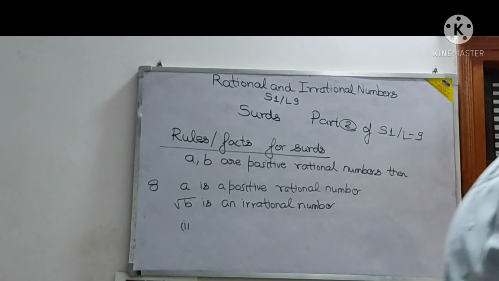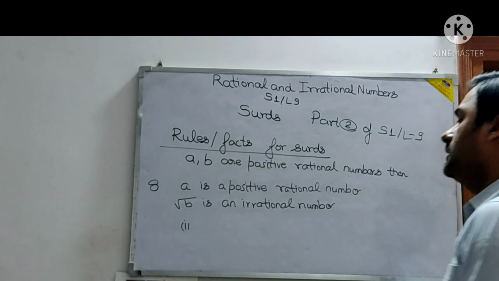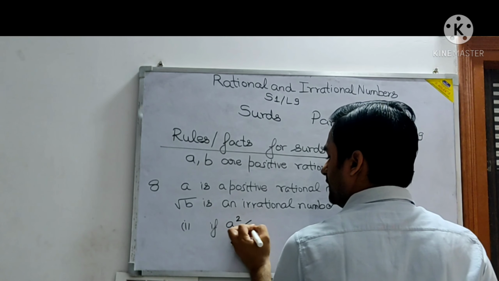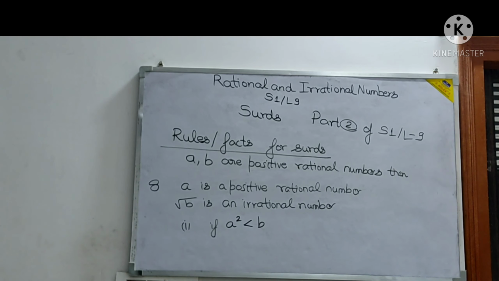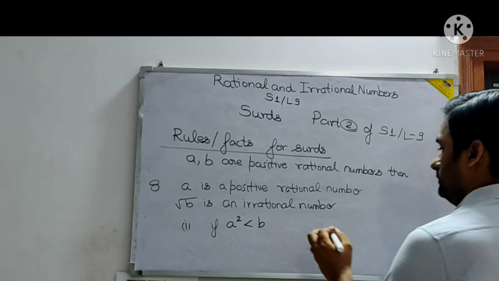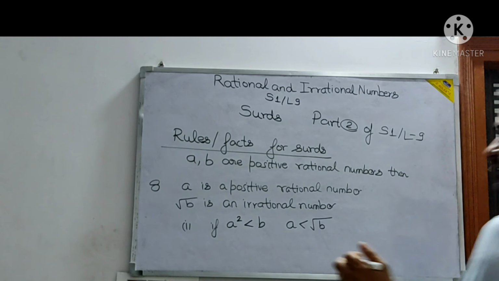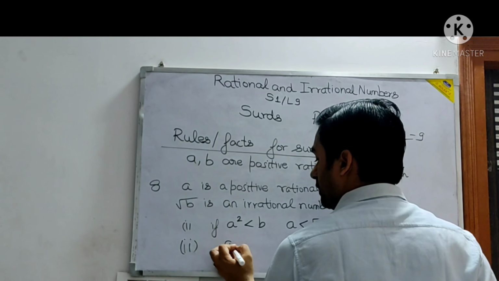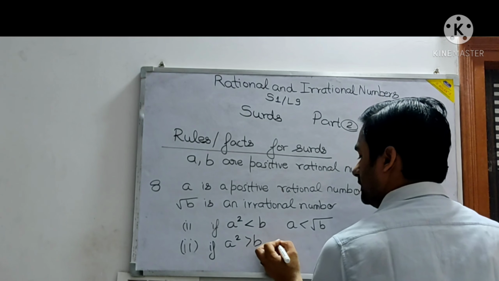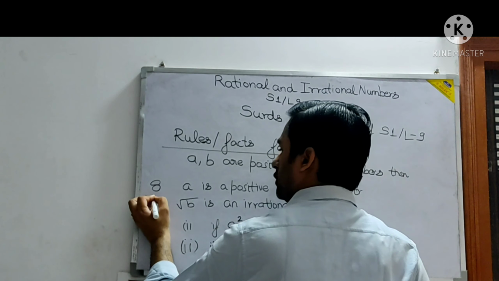So here, what can you say? If A square is less than B, then A will be less than under root B, just like in the 7th rule. And the second case is the converse: if A square is more than B, then A will be more than under root B. This thing you already know.